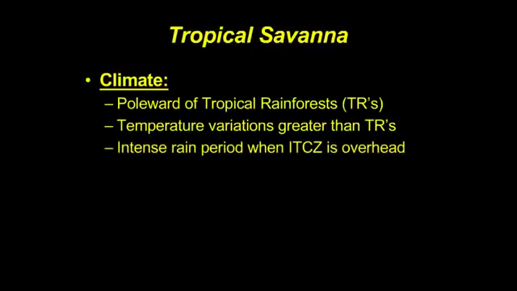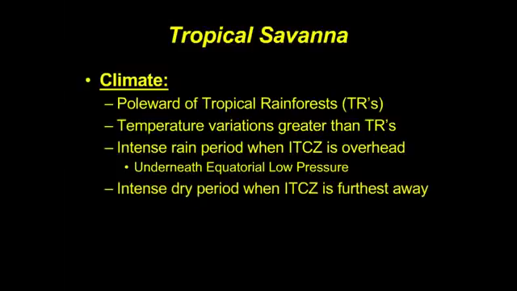Further, these are areas a lot like tropical monsoons. They're going to have an intense rain period when that ITCZ is overhead, i.e. the equatorial low pressures above them, or they'll have the opposite situation with the dry season, the dry period, when the ITCZ is furthest away.